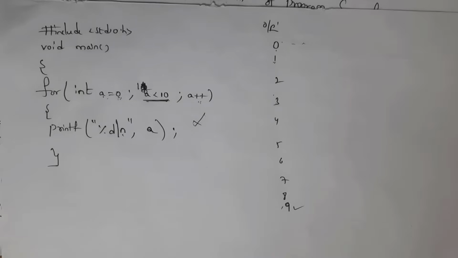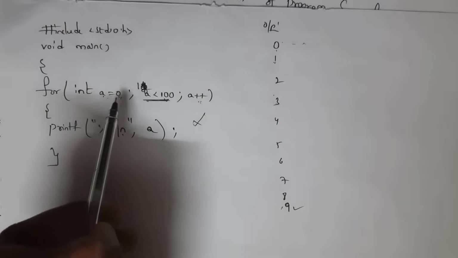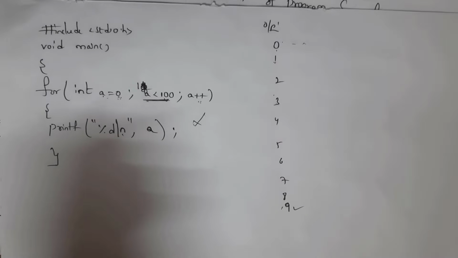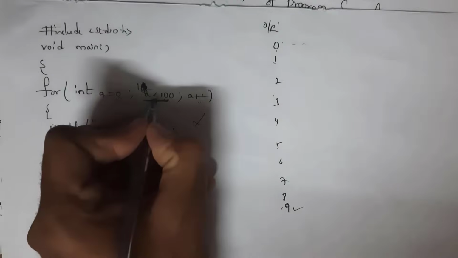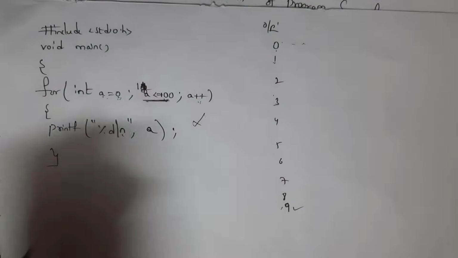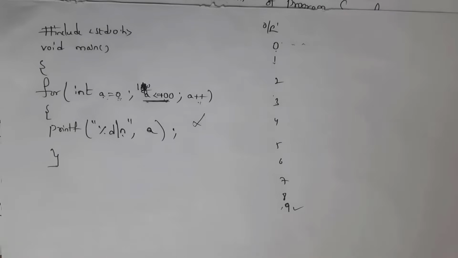For example, if you want to print numbers from 0 to 99, then you need to use here a less than 100. So it will print 0, 1, 2, 3, and so on until 99. If you want to print numbers from 0 to 100, then just write here a less than or equal to 100. So at last it will take 100. 100 is less than or equal to 100, so I'll get output from number 0 to 100. This is the C program for the for loop.